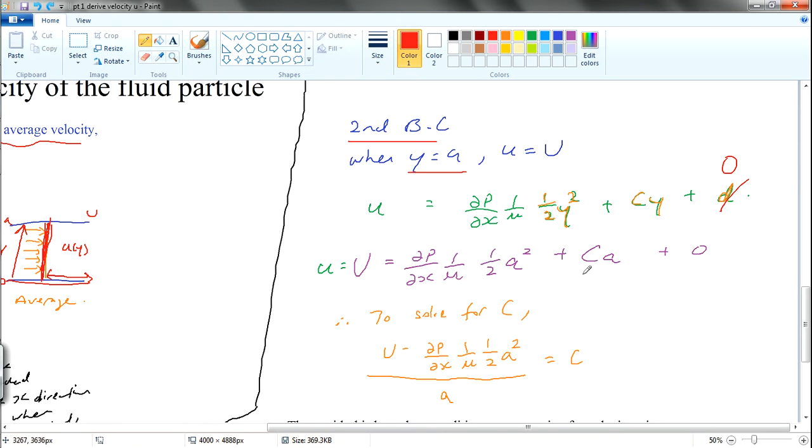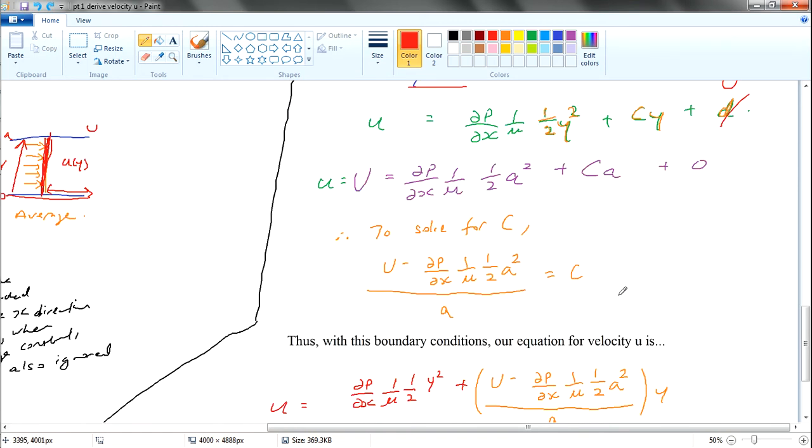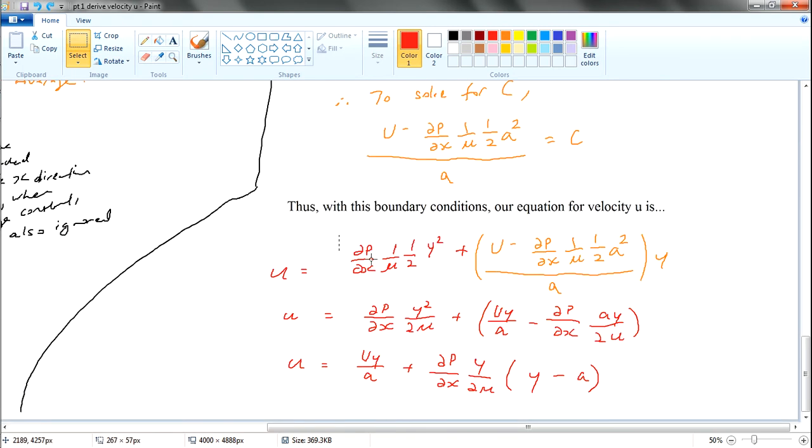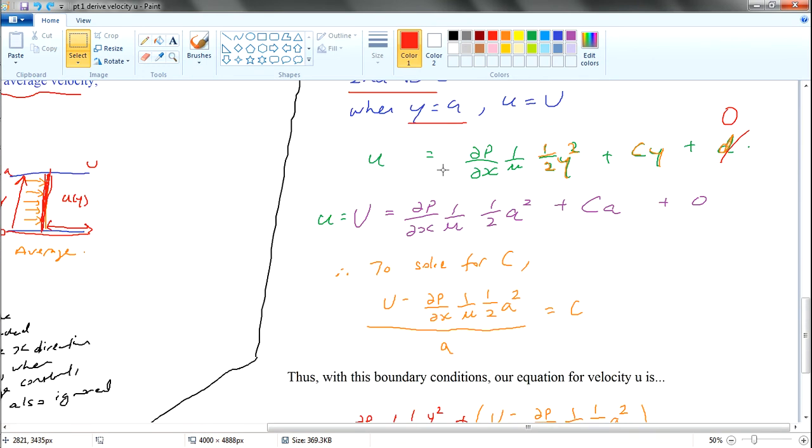And then to solve for c, you just bring this one over here. Actually, this u equals U, just to let you know, I didn't forget to say. So when I bring this over here, there will be a minus sign, and then you divide everything by a, so you can get c. So c is this equation. Now you sub back the c and the d into this whole piece. Then what do you get?